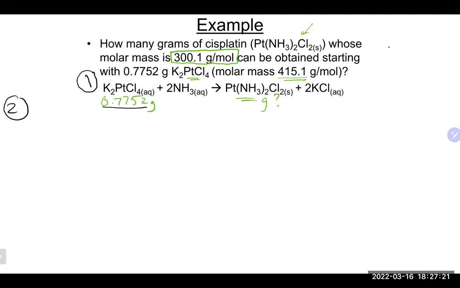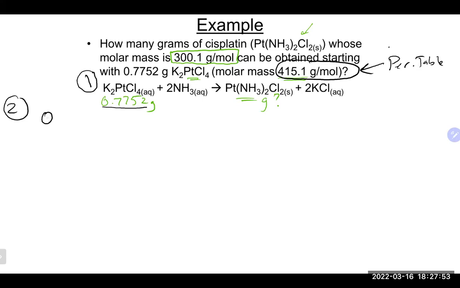In this particular case, they were nice enough to give us the molar mass. This normally would be gotten from the periodic table if it was not given to you, like we did in the previous problem. Just add up all the parts, and that is where it would come from: 2 potassiums at 39.10, a Pt at 195.1, and 4 chlorines at 35.45 each gives you 415.1. So that was nice that they gave us that.